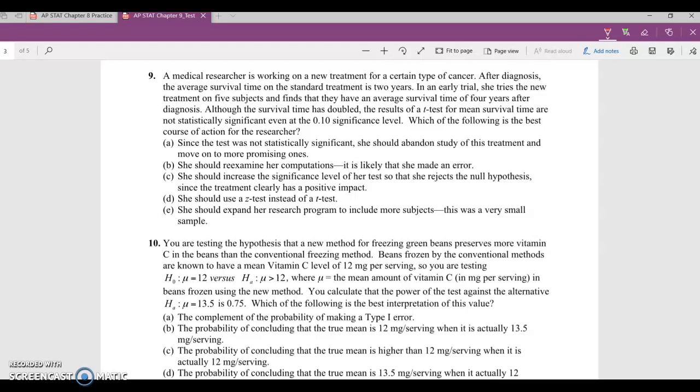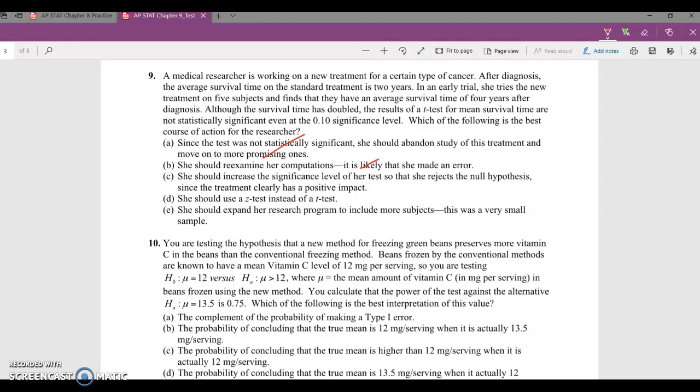Okay, well, some of our answer choices here are a little bit ridiculous. Since the test was not statistically significant, she should abandon study of this treatment and move on to more promising ones. No, that's kind of ridiculous. She should re-examine her computations. It's likely that she made an error. No, it's not. She should increase the significance level of her test so that she rejects the null hypothesis, since the treatment clearly has a positive impact.